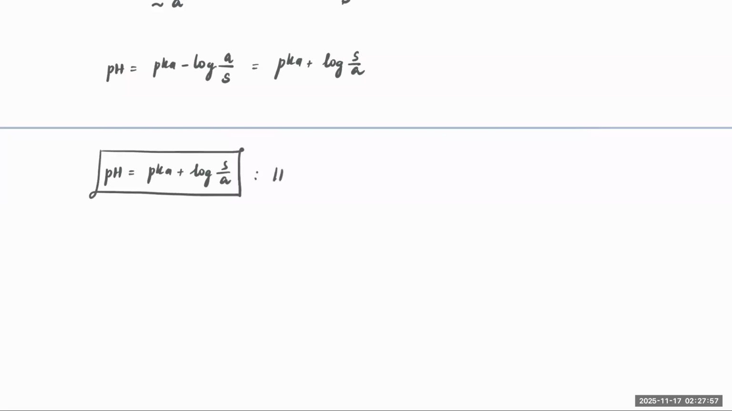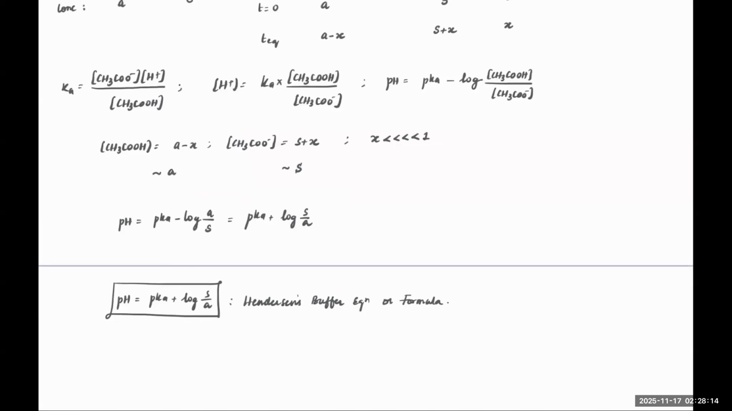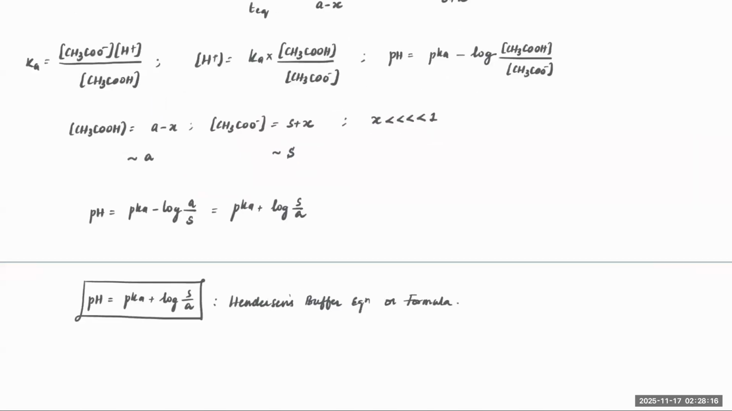This is what we call Henderson's buffer equation or formula. Buffer formula or buffer equation. So for any weak acid combined with its salt making a buffer, the pH value can be calculated like this: pH = pKa + log of the salt concentration divided by the acid concentration.